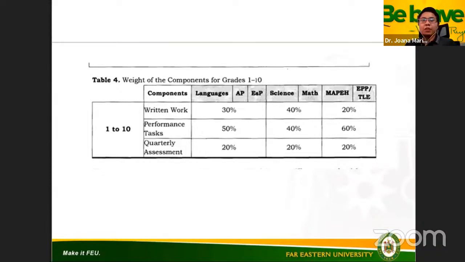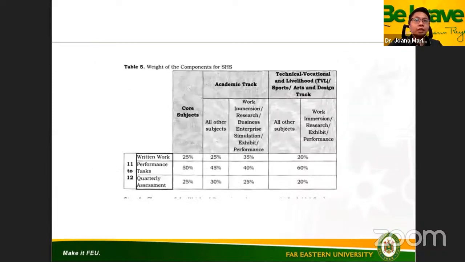Okay, so weight of the components for grade 1 to grade 10. Ito yung weight percentage ng language, we have the science, math, MAPE. And then makikita nyo po ito sa DepEd Order number 8. And then ito din, for the senior high school, ang PE po ng senior high school ay Health Optimizing Physical Education. And that is under core subject. Ayan po. So 25, 50, 25: written work, performance task, and quarterly exam.